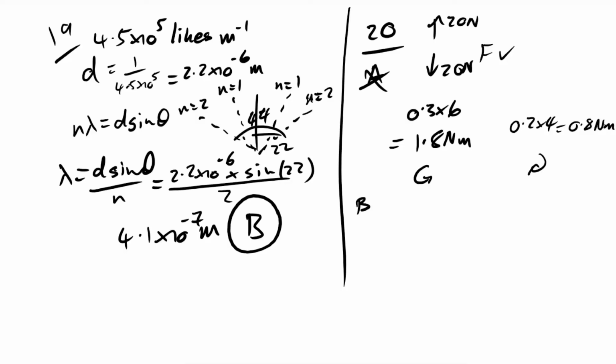For equilibrium, an anti-clockwise moment of 1 Newton meter is needed. Anti-clockwise, no, that's not true. We need a clockwise moment. Oh, so there we go. C is the next one. Yes, because we have 0.8 here, 1.8 there. We need an extra 1 going clockwise.